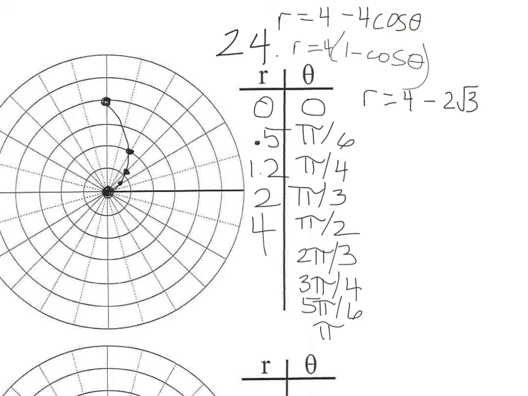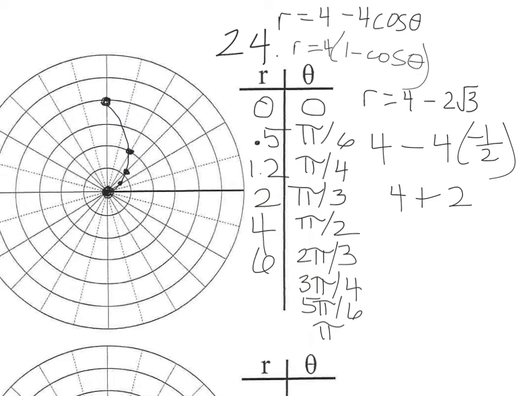If I plug a 2 pi over 3 in for here, that will give us negative a half. So let's just quickly look at this in terms of the algebra. 4 minus 4 times negative a half. That would turn to a positive 2. And then 4 plus 2 will give us 6. So now we have something a little different going on here in terms of this relative to this one.